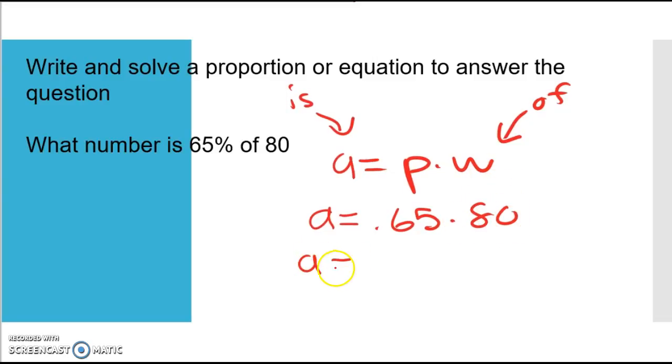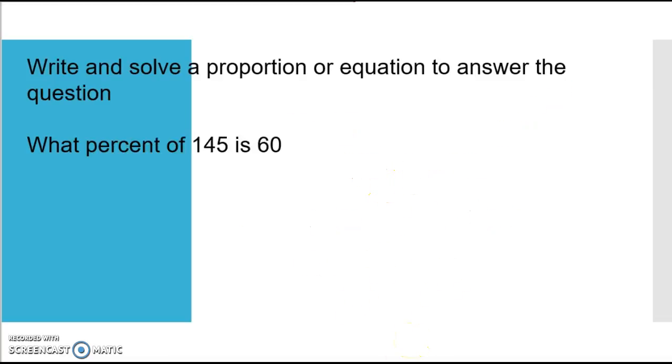So for this one, I just have to do some multiplication. So if you guys want to do it on your own, I'll do it on my calculator. You should get 52. And then you can kind of always look at it and just see if it's right. So if I have 52, if I take 80 and I take 65% of that, I know it's going to be a little bit more than half of 80, which is 40, so 52 sounds about right.